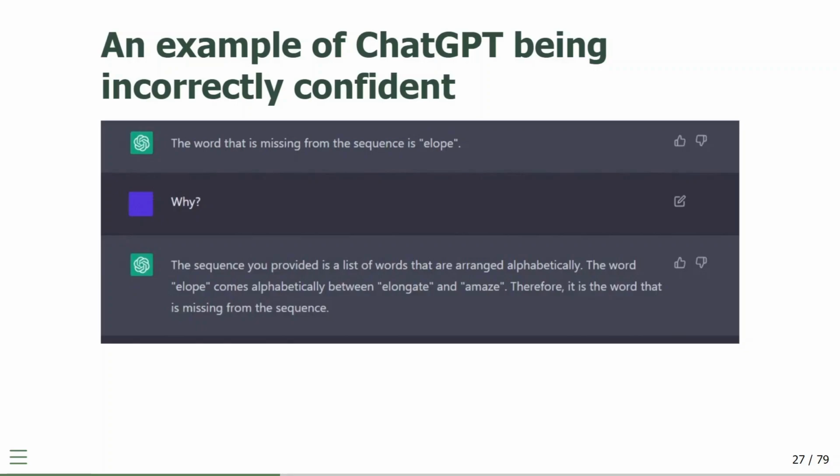So I've put together a few examples of the incorrect answers that ChatGPT provides for this prompt specifically. In this first example, it thinks that the missing word is "elope." And then if you ask it to provide an explanation of why it thinks the word is "elope," it tells you that the words are arranged alphabetically, and the word "elope" comes alphabetically between the words "elongate" and "amaze."